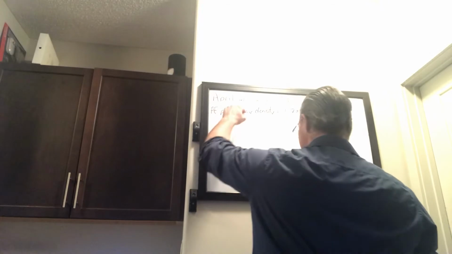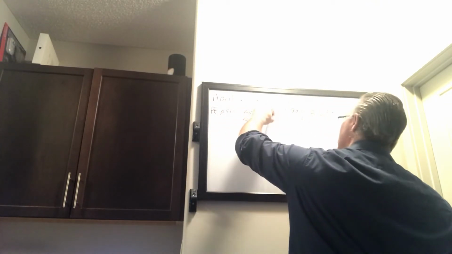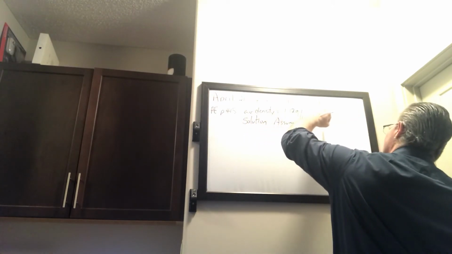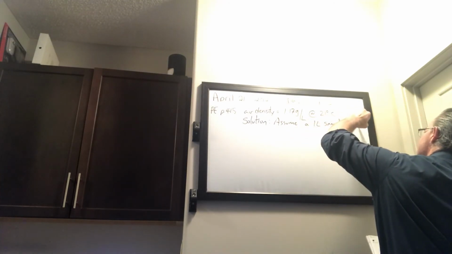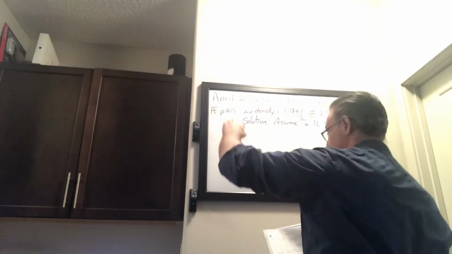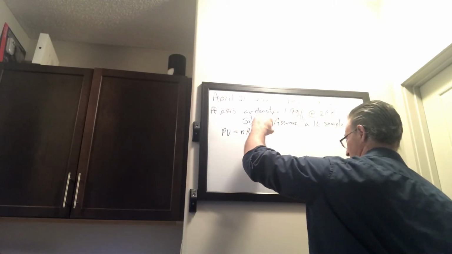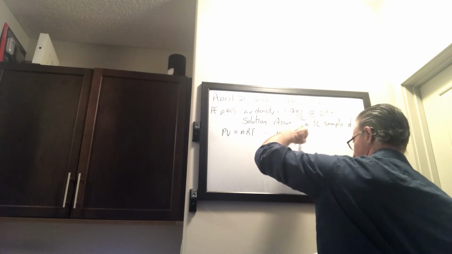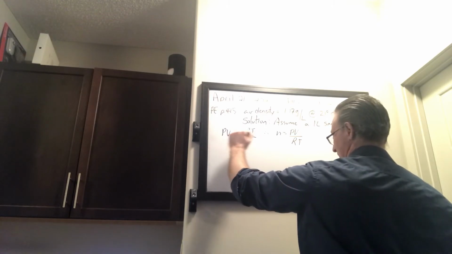So to make this easier on ourselves, let's pretend we have 1 liter of air. Assume a 1 liter sample of air. Okay, so we're going to use the ideal gas law, PV equals nRT, and we're going to solve for the amount of moles. So we can say n is equal to PV over RT. I'm just transposing the R and the T over, or dividing both sides by RT, whatever works for you.